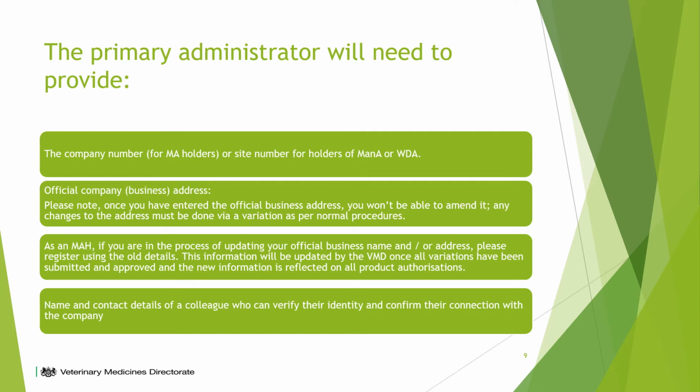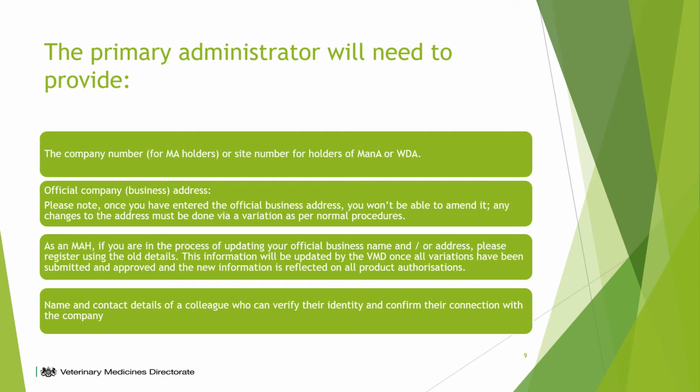So, for example, S1234. For existing holders of authorisations, you'll already have a company number or a site number. If you don't have this information, because you haven't yet got an authorisation, please leave this field blank. You'll also need to provide the official company address, and this is the address that either already appears in your authorisation documentation or that you want to appear on your authorisation documentation.